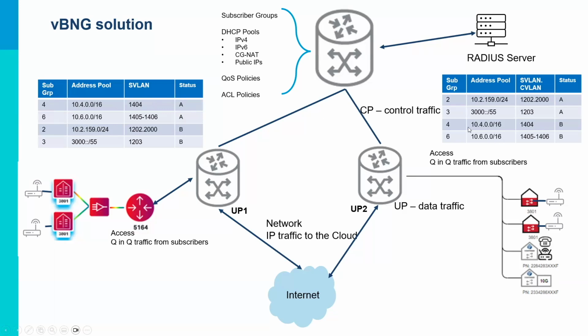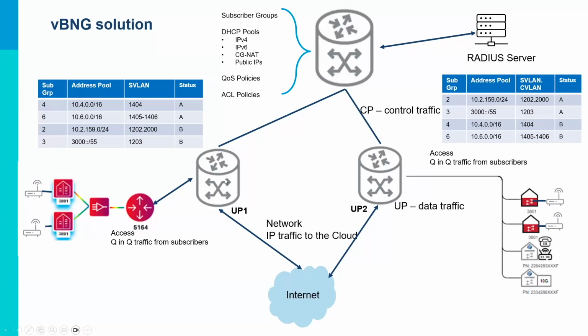Now on UP2, we support subscriber group 2 and subscriber group 3. Now for us, 10.2.159.0 is a public address. The way our corporate network is, this is a public address for us. So anything that comes in with a 1202 SVLAN and a CVLAN of 2000 gets an address from this public pool. And anything that comes in with an SVLAN of 1203 gets an IPv6 address. UP2 is active for subscriber groups 2 and 3, and it's the backup for subscriber groups 4 and 6. And UP1 is the backup for subscriber groups 2 and 3.